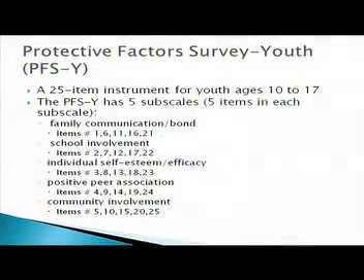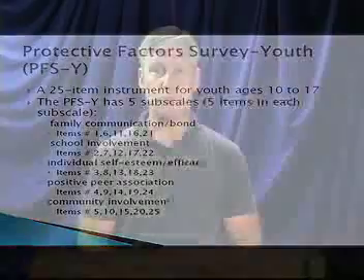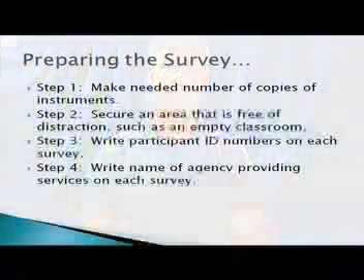The next survey, the PFSY, the survey for youth, is a 25-item instrument. It's divided into the same 5 areas, and with this one we were actually able, using factor analysis, to come up with subscales, and those subscales had favorable psychometric properties, as did both of the scales overall.